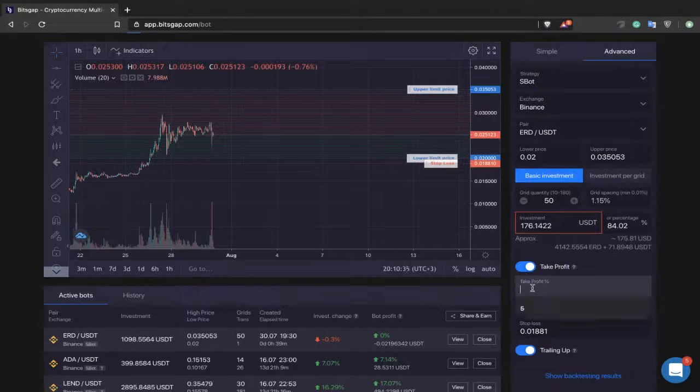So by that I can ensure concrete take profit targets. So let's say if you set a 15% of investment change target, you can set it over here.